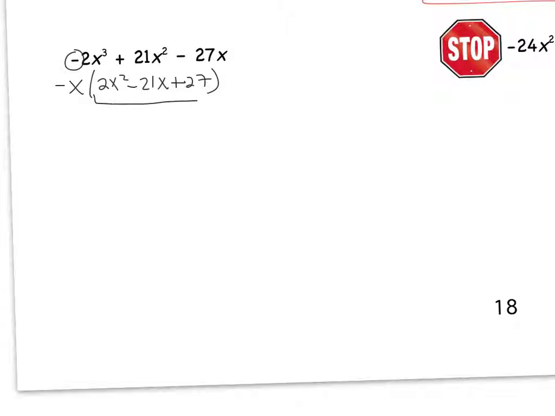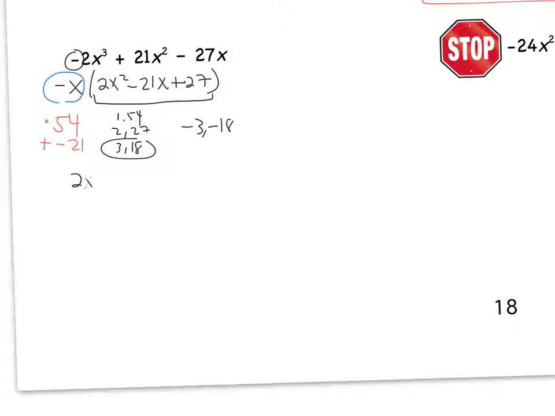Now I'm ready to split the middle with this second term. I'm going to multiply 2 and 27 and I get 54. So I'm looking for two numbers that multiply to 54 and add to be negative 21. Now mind you, this x I'm just ignoring for right now. I factored it out, but I don't need it in order to split the middle. Okay, so let's start thinking of factors. 54 is 1 and 54, 2 and 27, 3 and 18, and bingo, that gives it to me. Negative 3 and negative 18 will multiply to 54 and add to be negative 21.